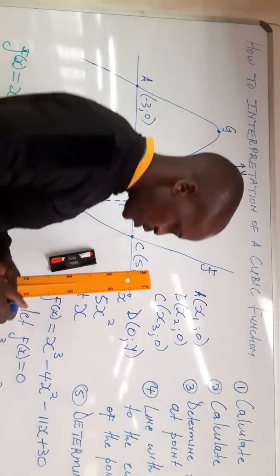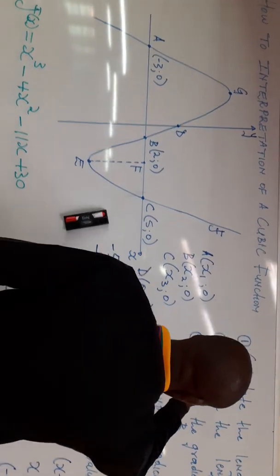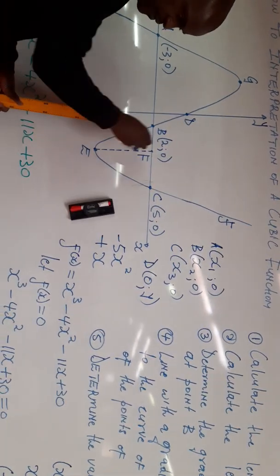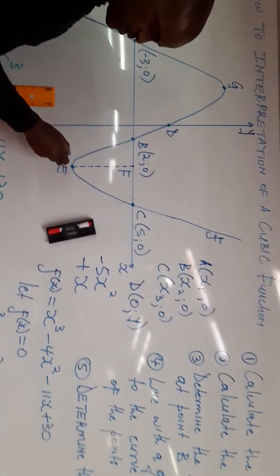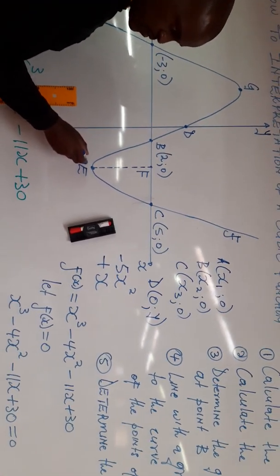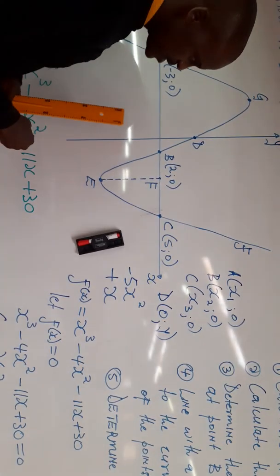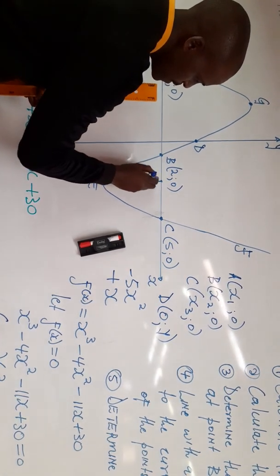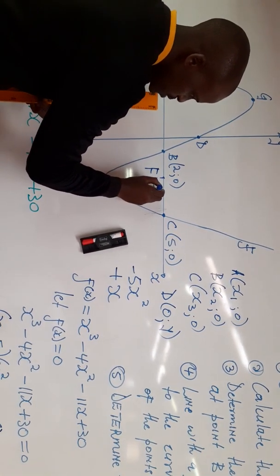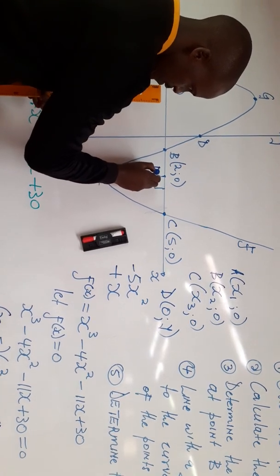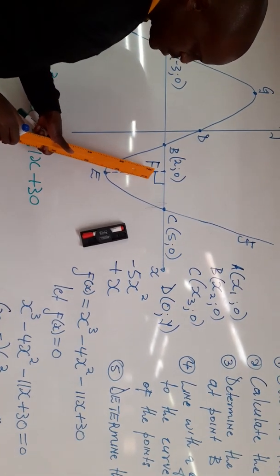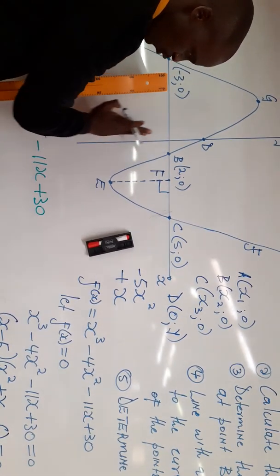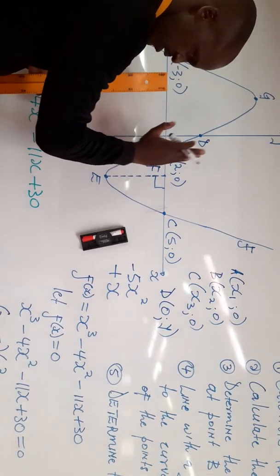Right, let's move to the next question, which says calculate the length of EF. The length of EF means we need to have this point for us to find the length here. And this line here is perpendicular to the x-axis. There is 90 there, which means EF is parallel to the y-axis. This is a vertical line.